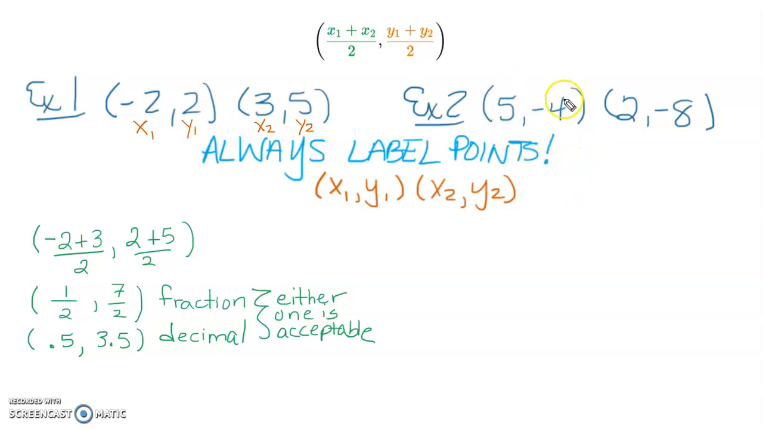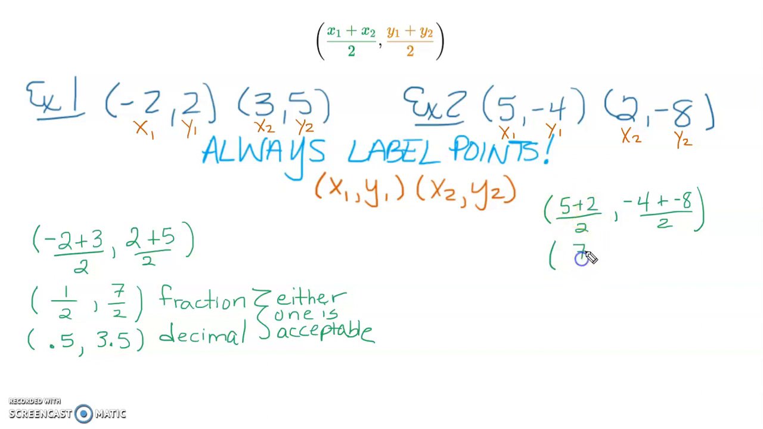Okay, so example 2, we want to label the points. So 5 is x1, -4 is y1, 2 is x2, -8 is y2. And then we're going to come back and do our midpoint formula. So I'm going to take x1, which is 5, plus x2, which is 2, and divide it by 2. Then I'm going to take y1, which is -4, plus y2, which is -8, and divide by 2. And again, I'm going to simplify.